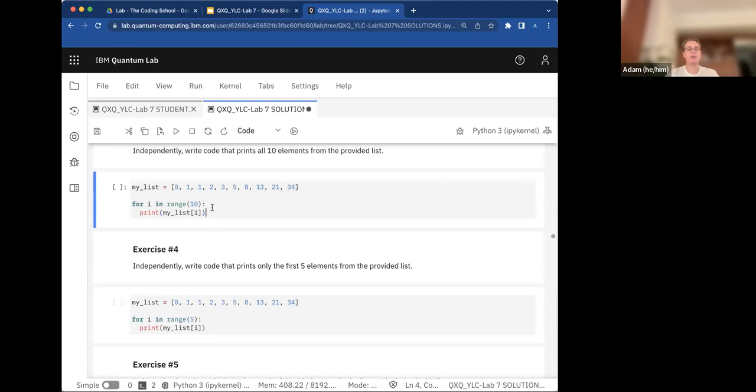So this is very powerful, kind of gives you some sense of what we'll be able to do with this. The general structure is for I or index or whatever you want to call it in range. We have 10 elements, so we do 10 and then print what? Well, my list indexed at I. And again, you could call this index if you wanted. You could call it Bob, you could call it Adam, you could call it whatever you want.